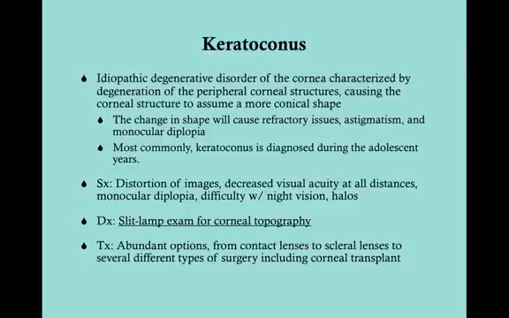So the symptoms are distortion of images, decreased visual acuity at all distances, monocular diplopia, difficulty with night vision, and halos. And again here we're going to do a slit lamp examination for corneal topography. We want to get a good idea of what that cornea looks like, because a keratotorus versus a keratoconus versus a normal cornea look completely different. And the treatment here, there's abundant options. Contact lenses can be used, special contact lenses, to scleral lenses, to several different types of surgery, including also corneal transplant.